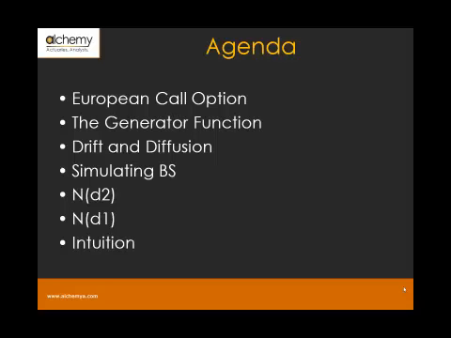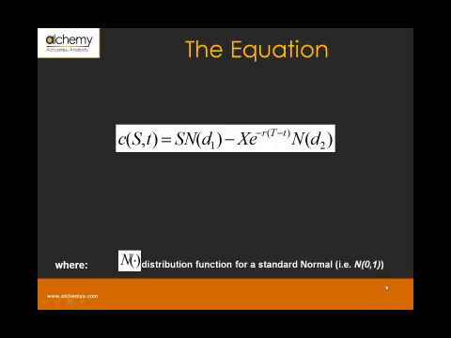After simulating the Black Scholes equation, we'll take a second look at n of d2 as well as n of d1 and try and see if we can build some intuition around that. So that's the game plan.